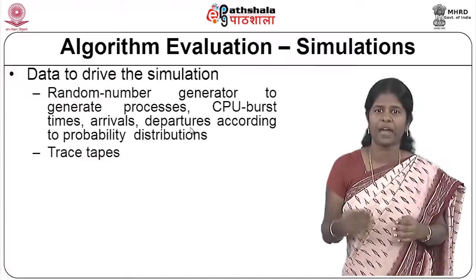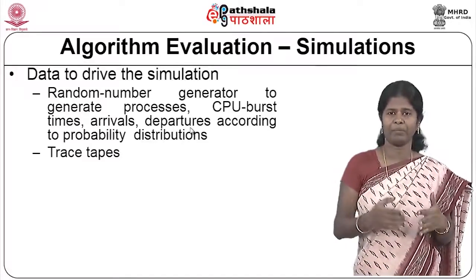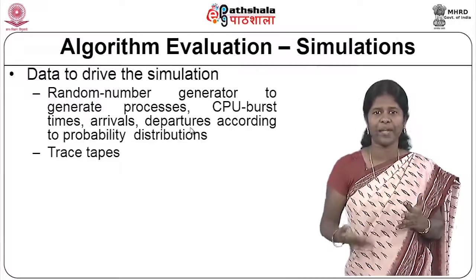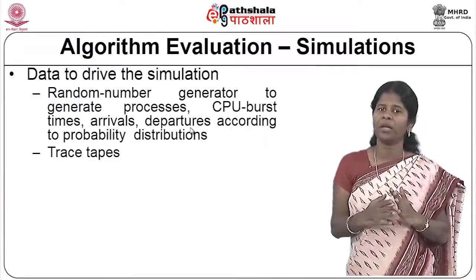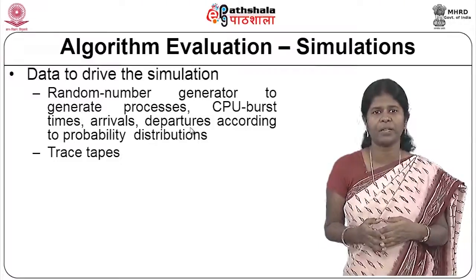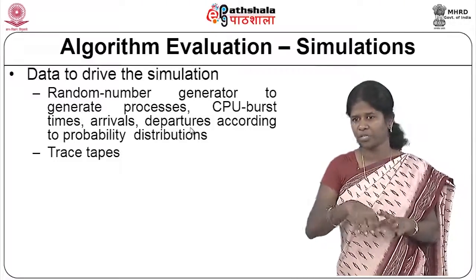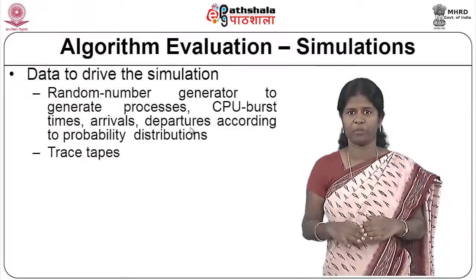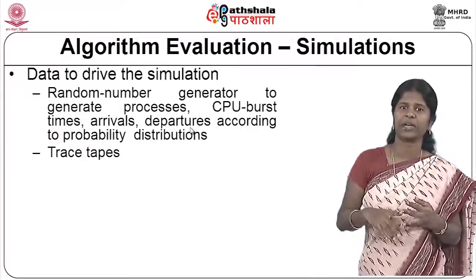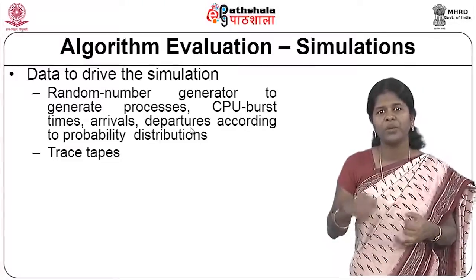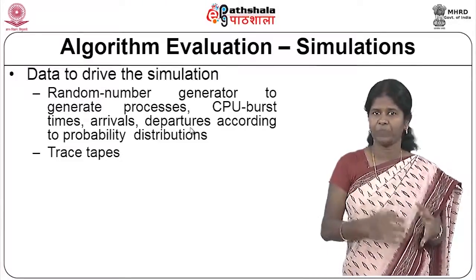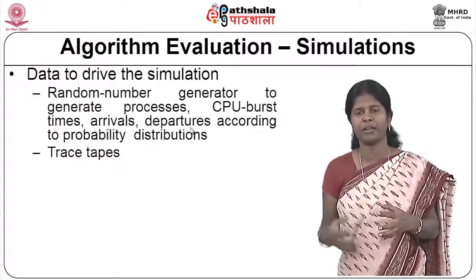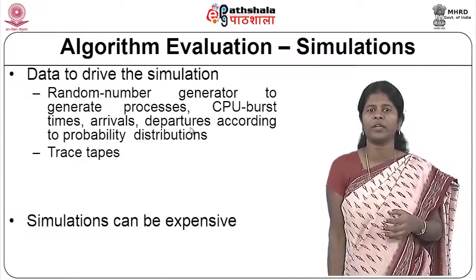One is by using a random number generator. The random number generator can generate the processes, the CPU burst times, the arrival rates, the departure rates, all based on probability distributions, and that is given as input to the simulator, and then you try to get the performance from there. And the second is you can get actual real-time data using trace tapes, and from the trace tapes the input is given to the simulator, and then you run the simulator and find out the output.